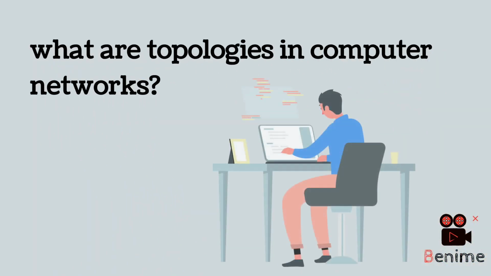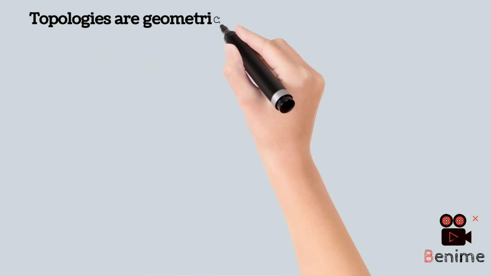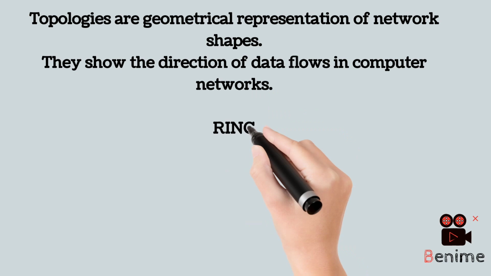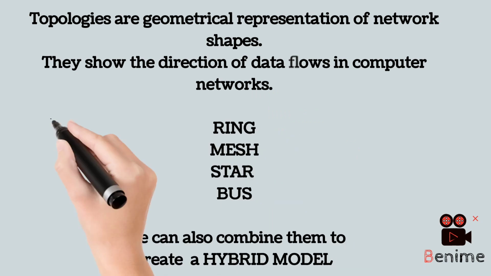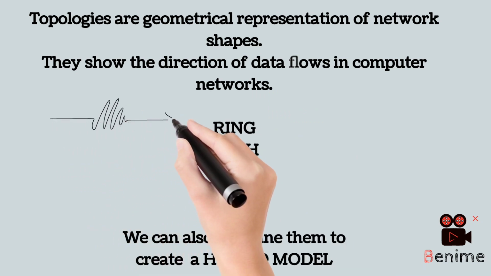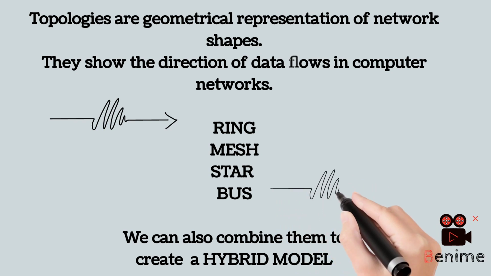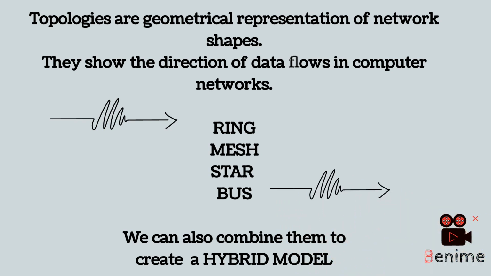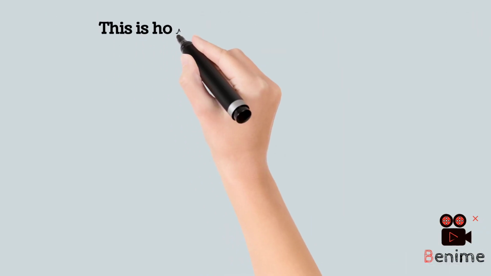Today we are going to talk about topologies in computer networks. So what are topologies? They are basically geometrical representation of different types of network shapes. They can be in the form of a ring, a mesh, a star or a bus.